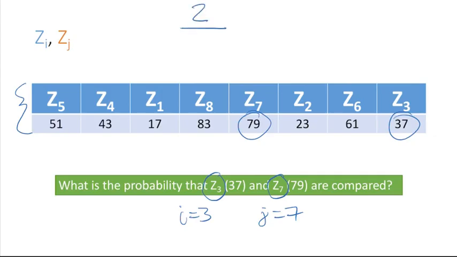How many values could I select where they don't get compared? Well, they don't get compared if I select a value between them, because that would put them in separate recursive calls, which means they never get joined back together. So how many values are there when you include them and everything between them? Well, you have z3, z4, z5, z6, and z7. So that's 1, 2, 3, 4, 5. So they have a 2/5 chance of being compared. So a 2/5 chance of one of them being selected as pivot before something between them gets selected as pivot.